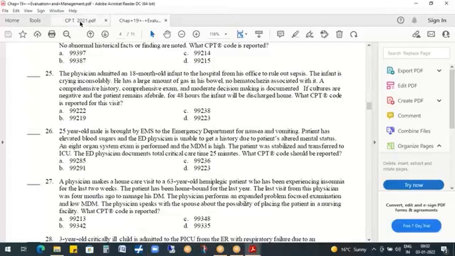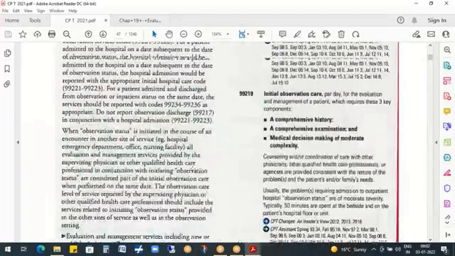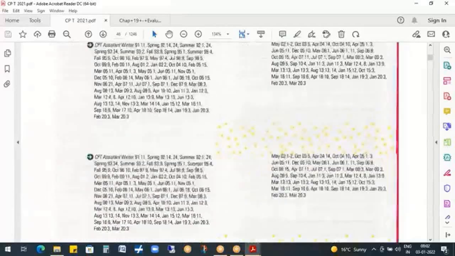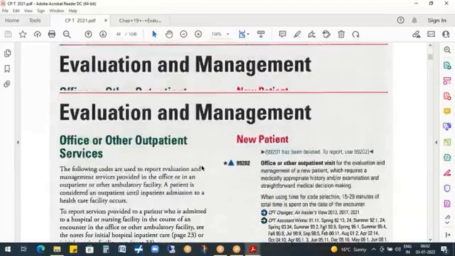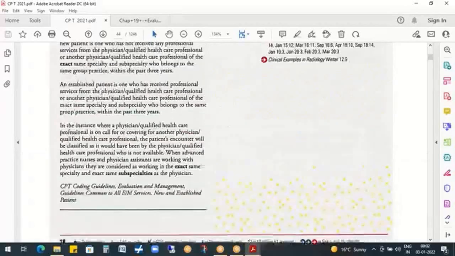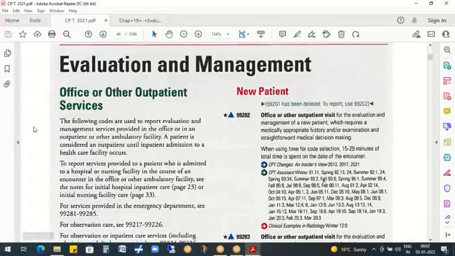Okay. Everyone see in your textbook. First I will show you the locations. Are you there in page number 18? Everyone, try to see in your books. Now can you read this location name? You can see my screen. What is this location? Office or other outpatient services.